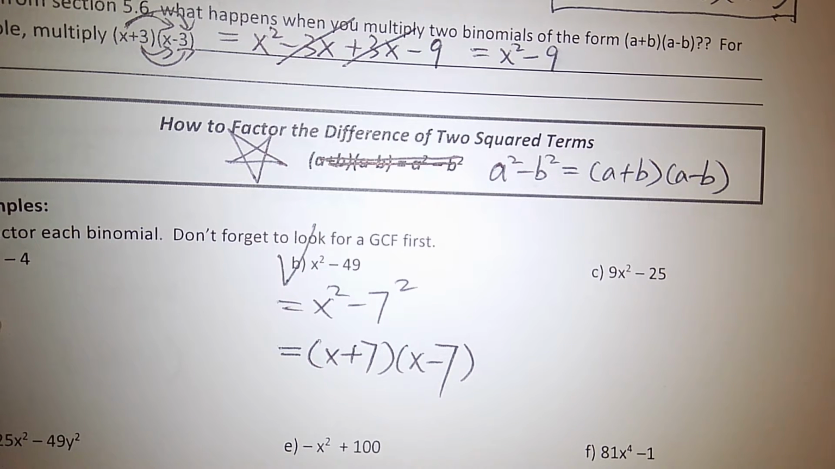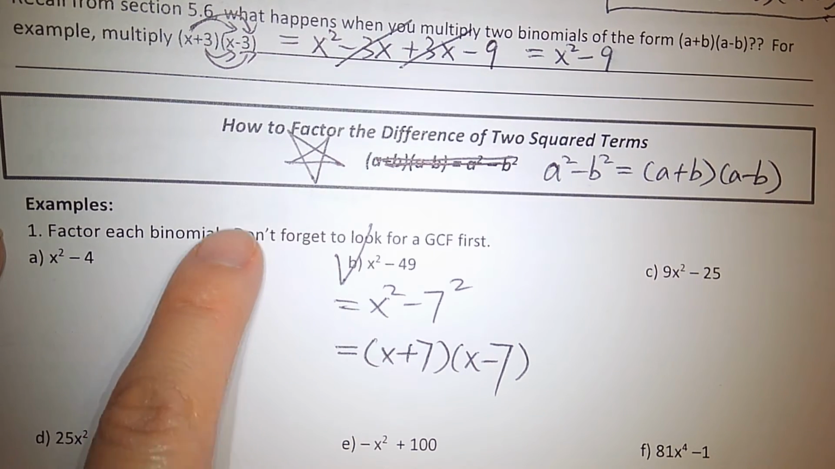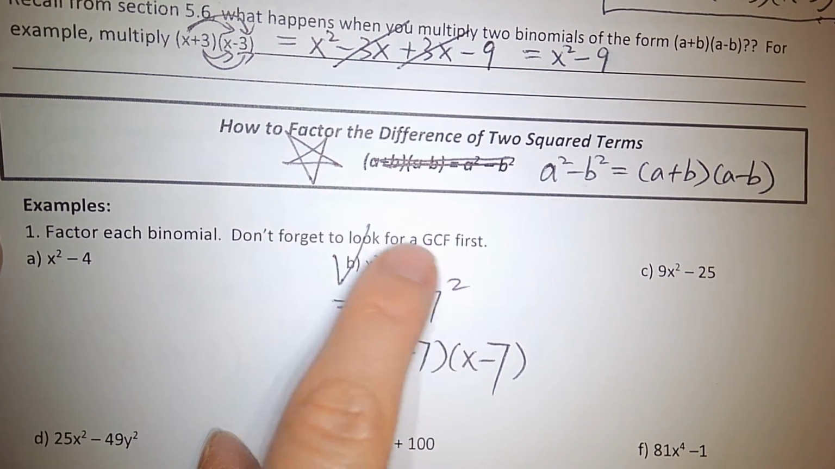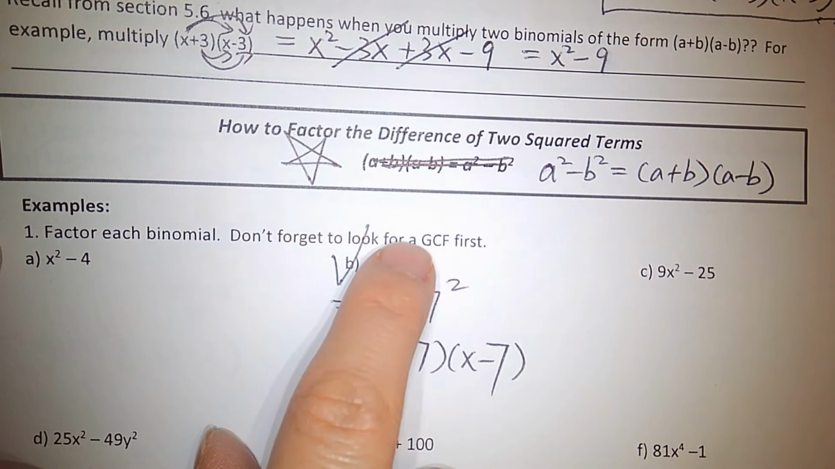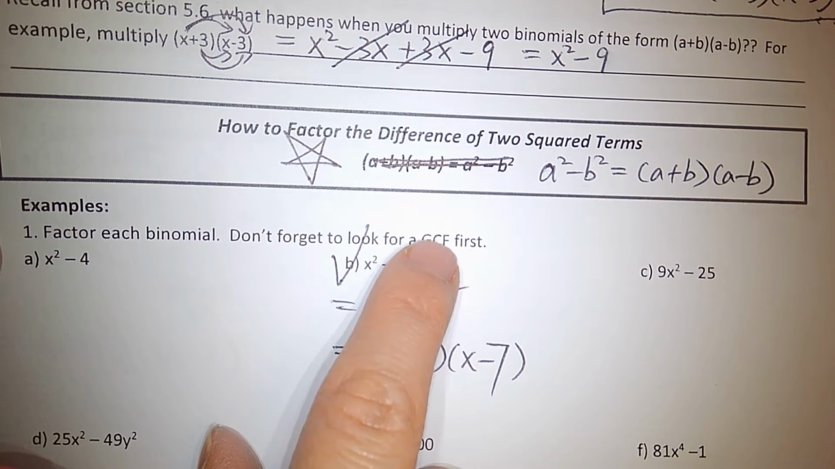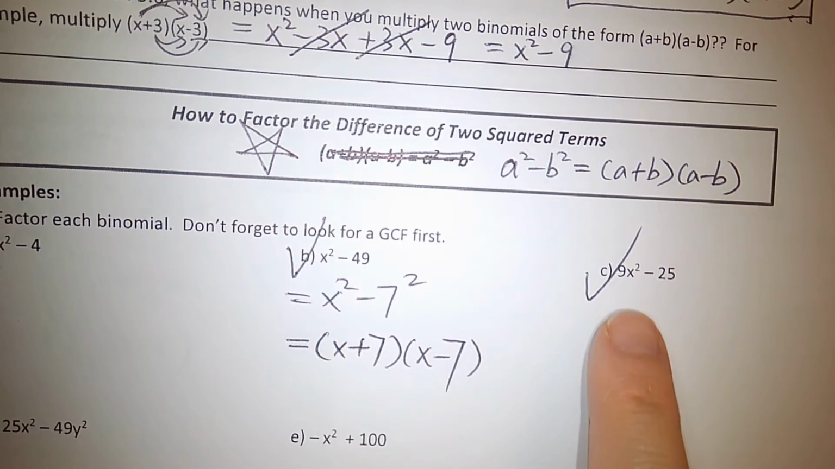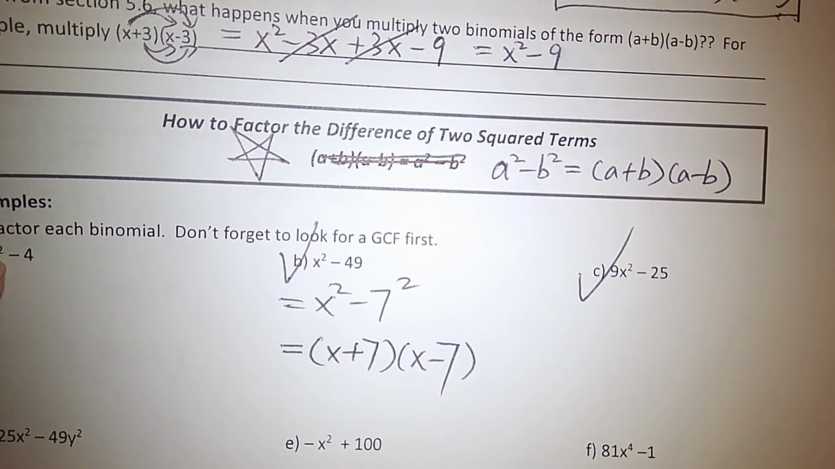To factor a binomial, we always have to check whether there is a greatest common factor or not, okay? If we do have the GCF, factor out the GCF first. It is a general rule for all kinds of factoring questions, okay? Now let's try question C, please. Factor 9 times x squared minus 25.